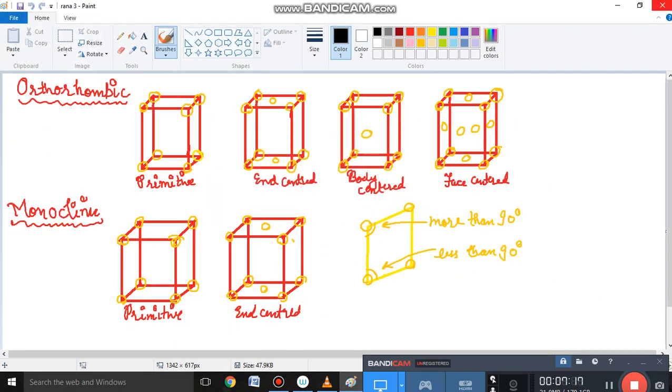Okay, now moving on, we will discuss two other crystal systems. Firstly, orthorhombic, and second, the monoclinic. In case of the orthorhombic crystal system, it has four possible variations, that is primitive, end centered, body centered, and face centered.